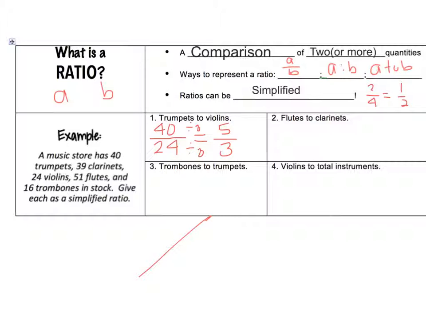So now let's take one more look at another example. Let's look at flutes to clarinets. It says that there are 51 flutes to 39 clarinets. And both of these numbers can be divided by 3. If we do that, 51 divided by 3 is 17, and 39 divided by 3 is 13. So we get 17/13. So the ratio of flutes to clarinets is for every 17 flutes, there are 13 clarinets. Why don't you try the next two examples, and then move on to the next section when you're done.